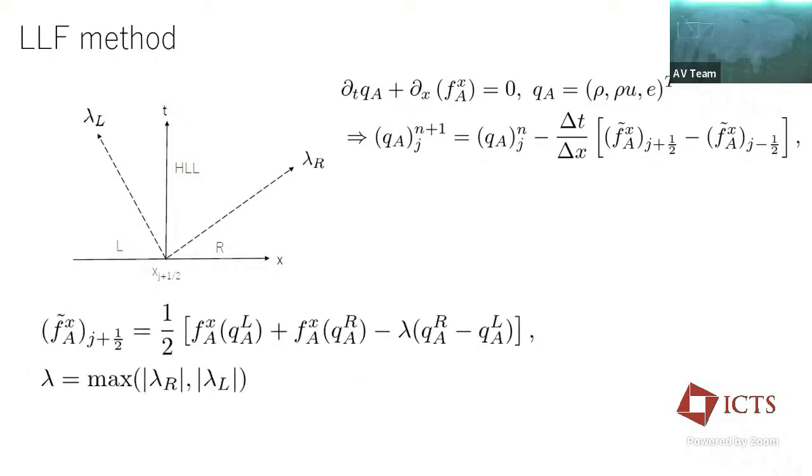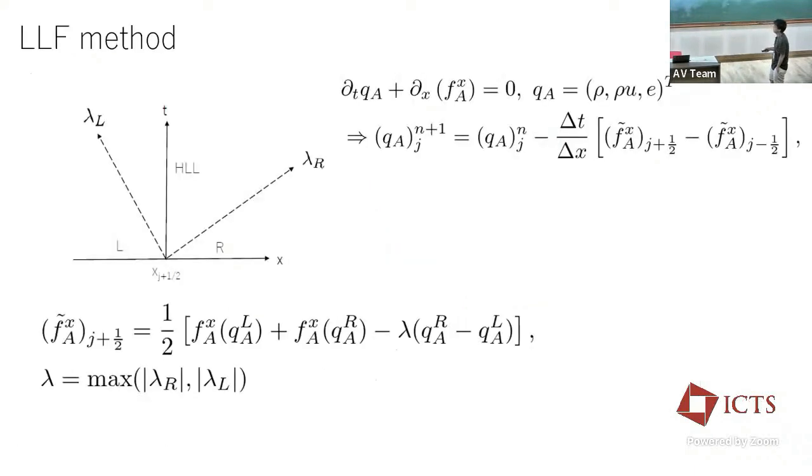So let's take the maximum of the absolute values of the left and right propagation speeds. So this Riemann fan is simplified like this in this case, right? Then if you plug this lambda into this expression, it's reduced to a very simplified one, right? This is called the local Lax-Friedrichs flux, or LLF scheme.